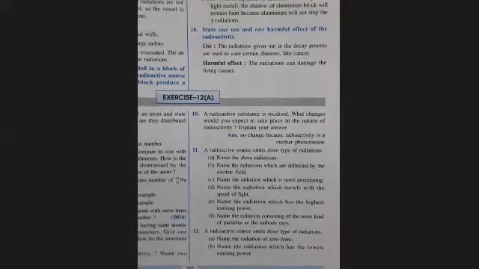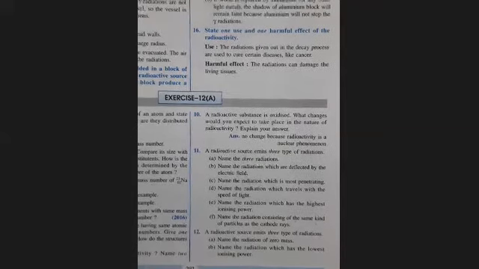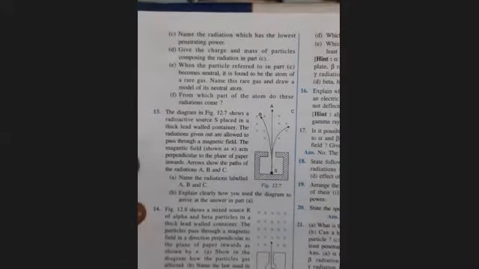A radioactive source emits three types of radiations. Name the radiations of zero mass. So it is gamma radiation. Gamma are not particles. We will write gamma radiation. Name the radiation which has the lowest ionizing power. That is also the gamma radiation. It's clear? You can see here. Yes, now it is visible to you. Name the radiation which has the lowest penetrating power. So lowest penetrating power, alpha particles.